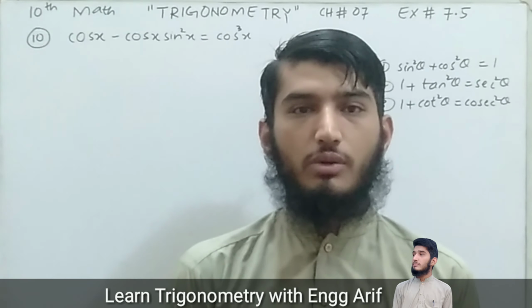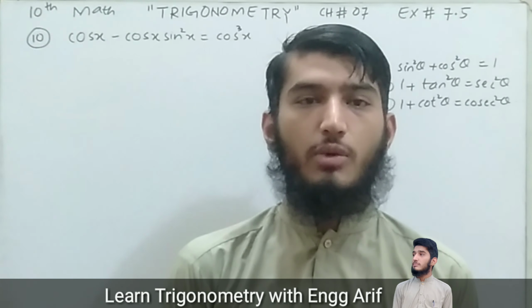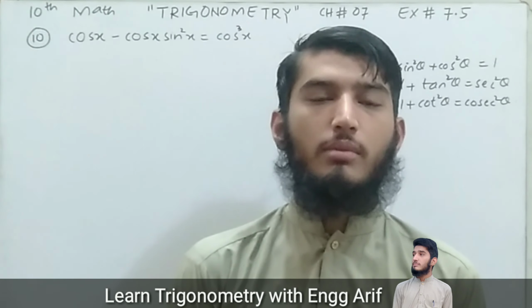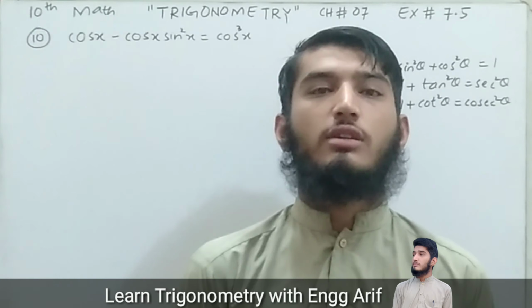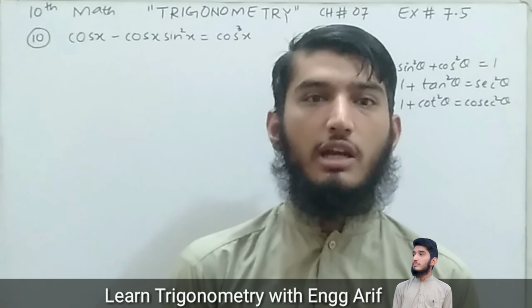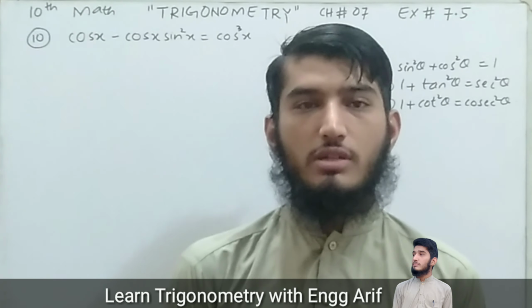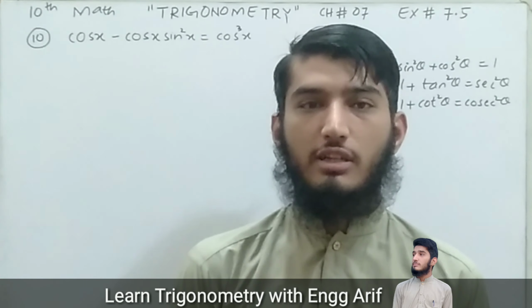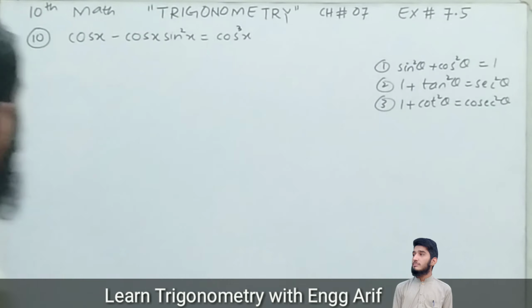In the previous video, I solved the past 9 questions related with exercise number 7.5 related with chapter number 7 Trigonometry relevant with the topic Prove the Trigonometric Identities. In today's video, I am going to solve further next 4 questions related with the same exercise number 7.5. Question number 10, 11, 12 and question number 13 inshallah I will solve in this video. So let's move toward question number 10.